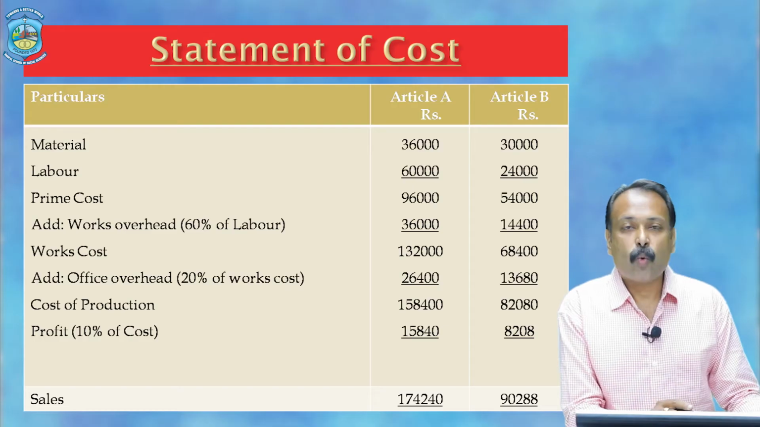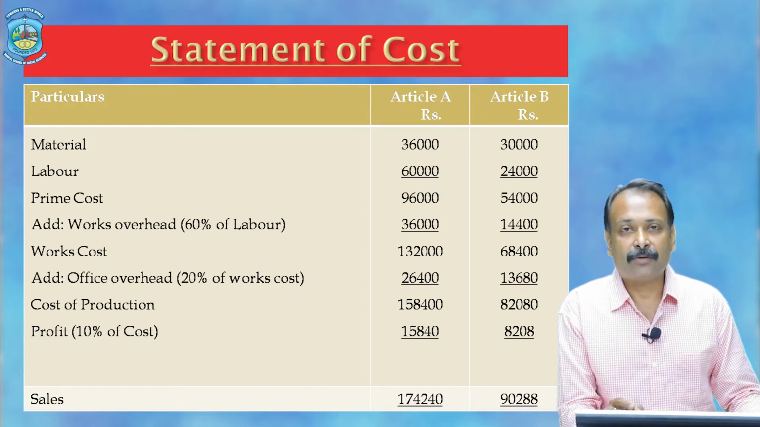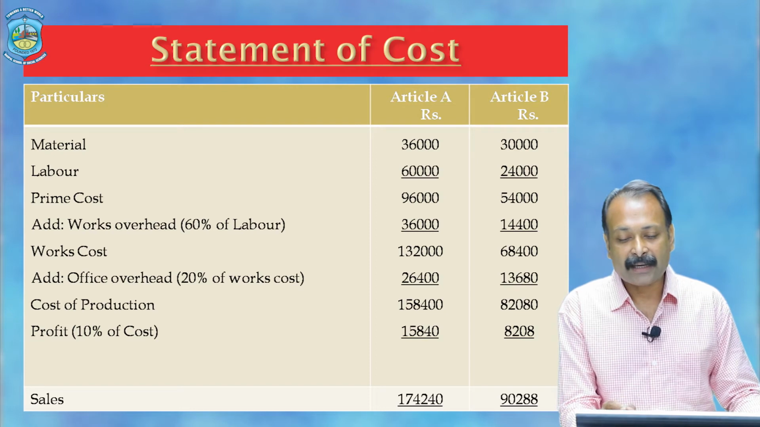We are going to prepare a statement of cost because in this question there is no output given. When there is no output given, we are bound to prepare a statement of cost and not the cost sheet. So this is the format for a statement of cost. One column for particulars, two columns for amount. These two columns of amount are for article A and article B.